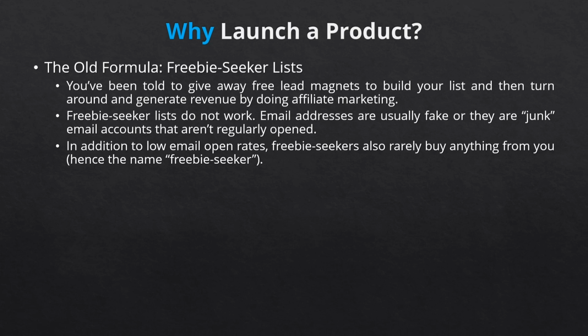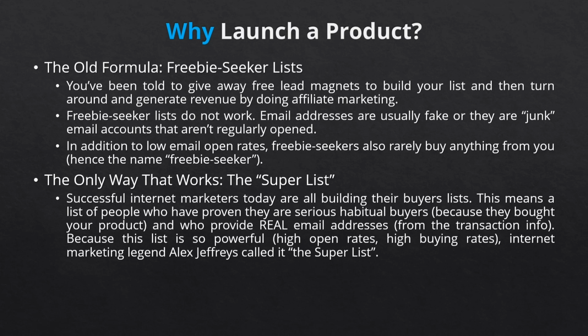So what is it that successful internet marketers are doing differently? They're each building a super list. A super list, which is a phrase coined by the great Alex Jeffries, is a list of real people with real email addresses they actually check, who actually habitually take out their credit cards and buy things online. In other words, it's a buyer's list. The difference between a buyer's list and a freebie seeker list is night and day. One makes you money and the other makes you angry.